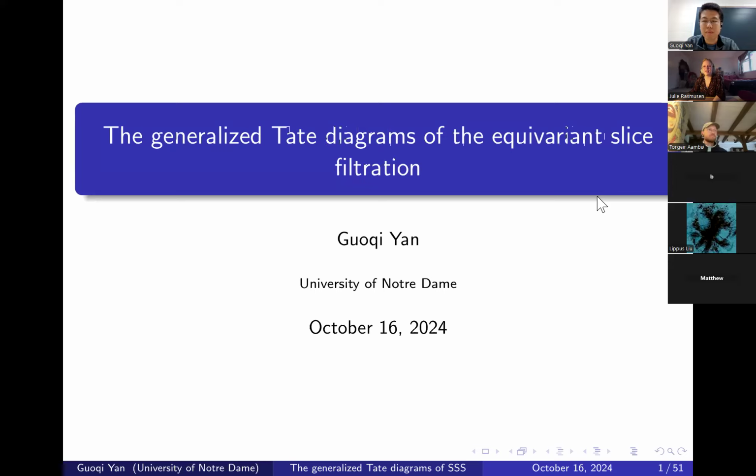So today we have Guoqi Yan from the University of Notre Dame, who is going to talk to us about the generalized Tate diagrams of the equivariant slice filtration.